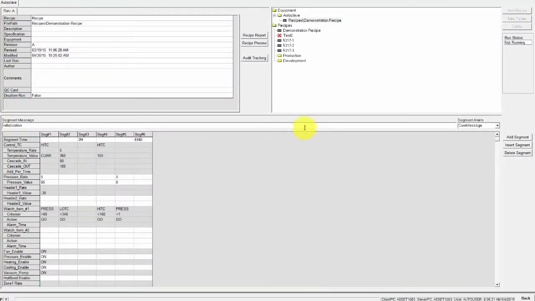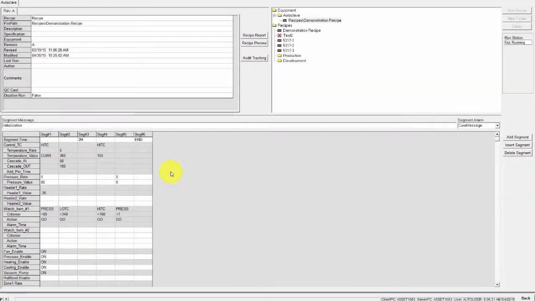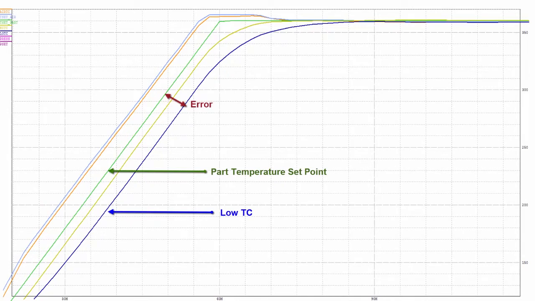Back at the recipe screen, you can see that the recipe is calling for 360 degrees at a rate of 5 degrees per minute. We are controlling off high TC. Going back to our example trend screen, this is the T-set part, or part temperature set point. This will follow the recipe rates of 5 degrees per minute to 360 degrees. We can see that the low TC here is lagging behind the part set point for the cure. The distance between the low TC and the part set point is called error.